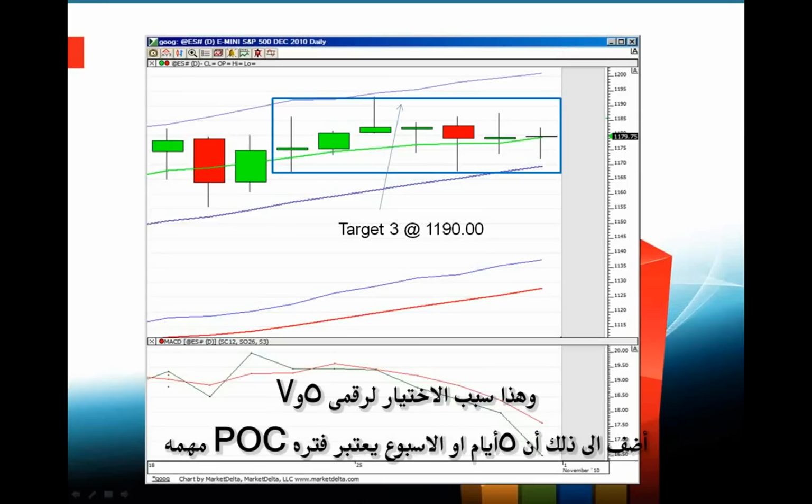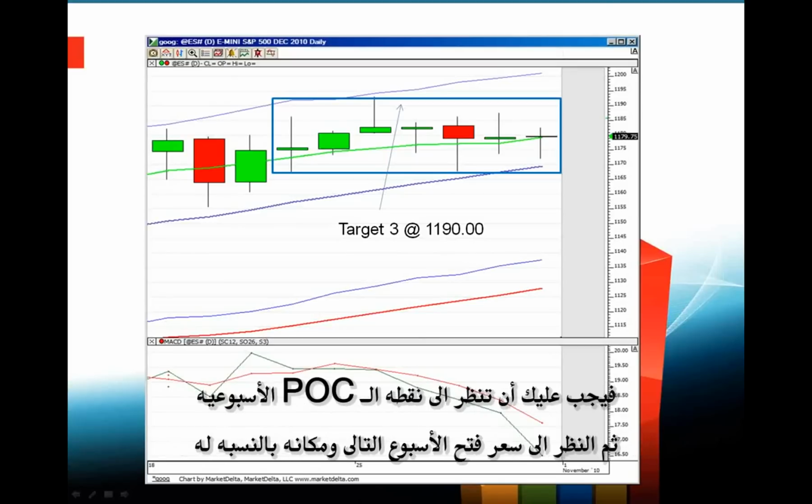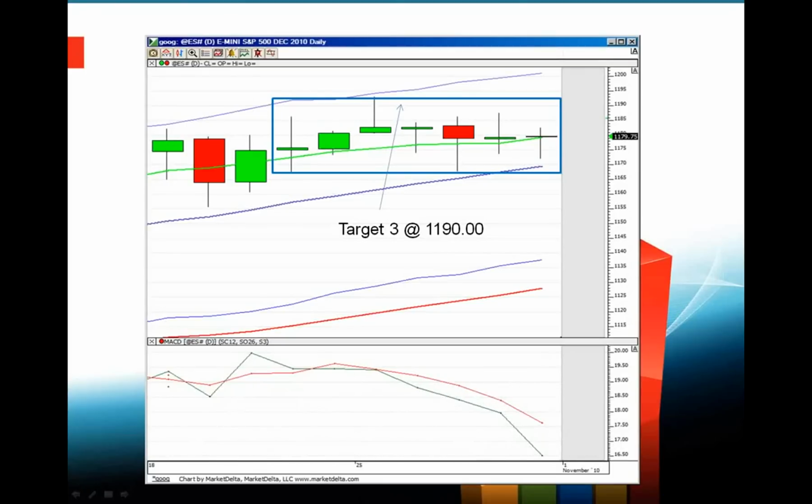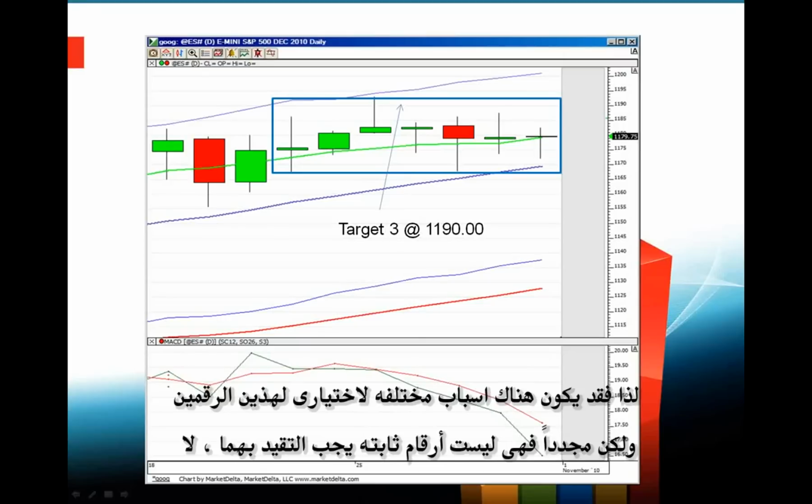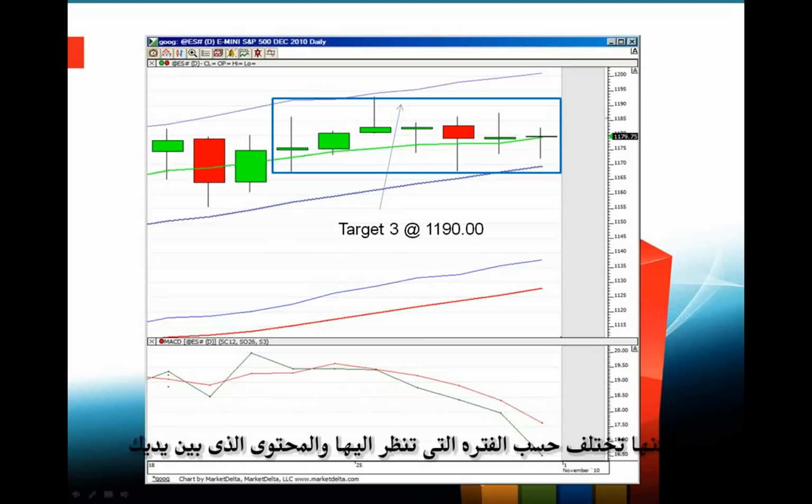Now, having said that, the 5-day or the week is a very meaningful POC to look at. You want to look at your weekly POC and look at the following week where it opens relative to that. There's a multi-level reasoning behind the argument, but once again, it's not always about just 5. It's not always just about 7. It is really about the context of what you're looking at and the period that you're looking at.